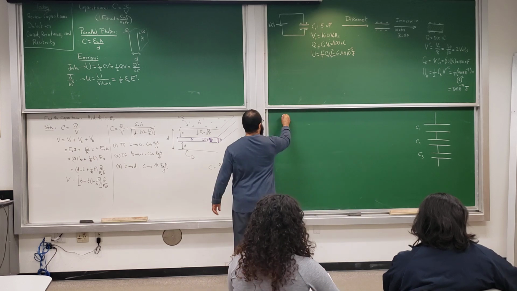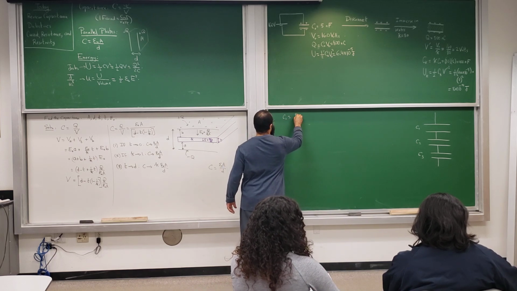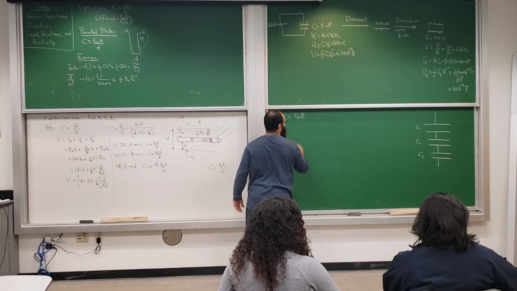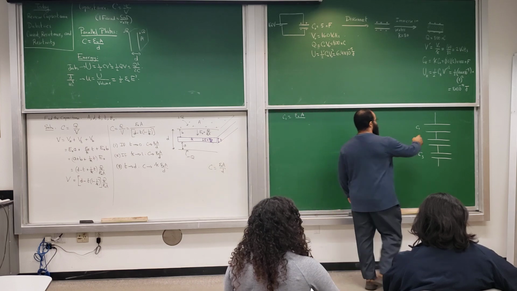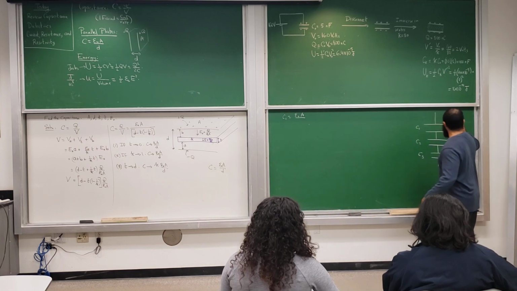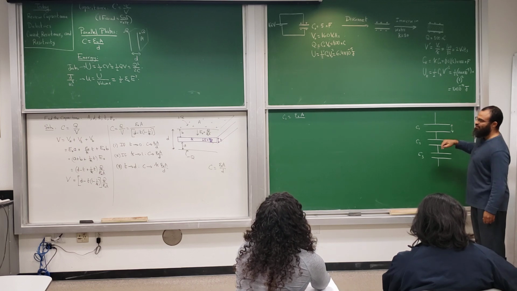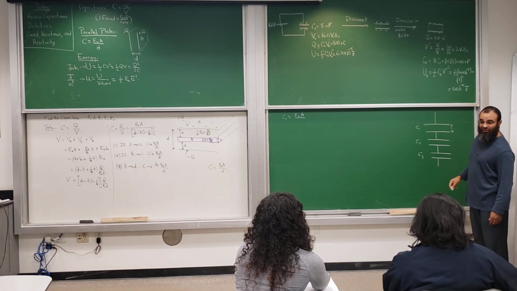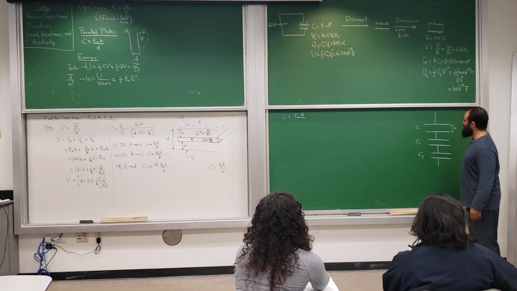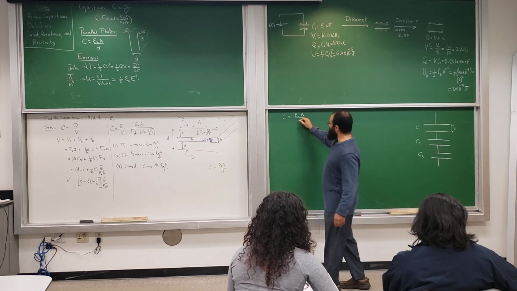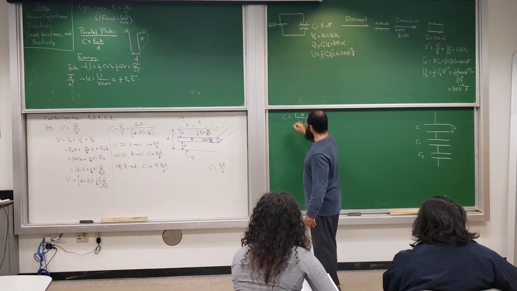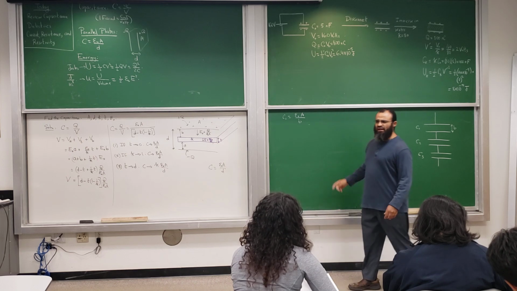So let's think about C1. C1 will be epsilon naught times the area over, well, C1 has nothing inside, right? But what's the thickness of C1? Or what's the distance for C1? B, right? So it'll be epsilon naught A over B.